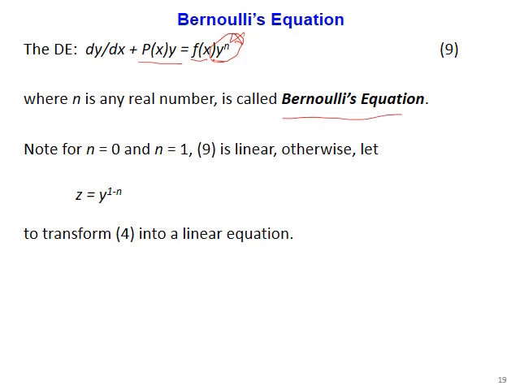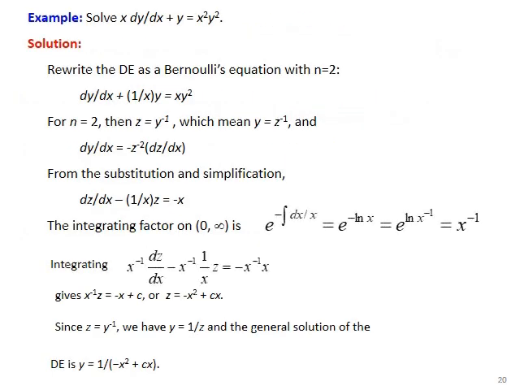Okay, Bernoulli started from assuming another variable which is z, where z is y to the power 1 minus n. Convert the whole equation into z, solve it as a linear, and go back to y. Let's do it in this example.